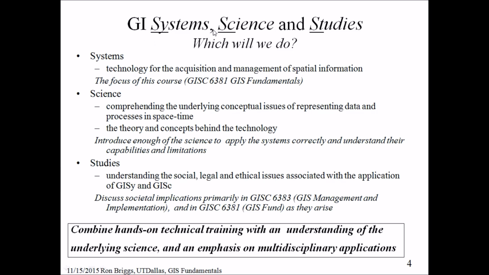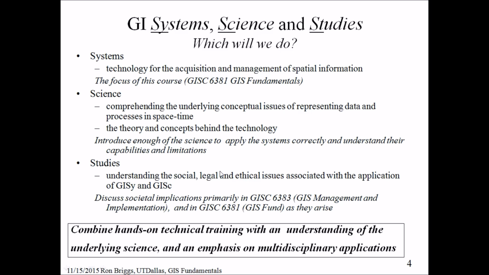These GI systems, GI science and GI studies all incorporate GIS. What are we talking about actually? We have systems, meaning technology for the acquisition and management of spatial information. The science, comprehending the underlying conceptual issues of representing data and processes in space and time. The theory and concept behind the technology, that is the algorithms, the technology which are made for the benefit of these GIS systems.